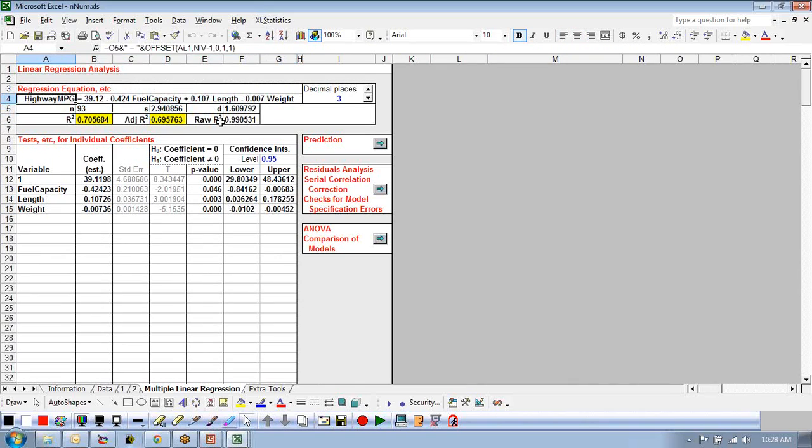There's our regression equation, which, if you look at it, you'll recognize as the one that is also on slide 92. So we ended up with a model that looks like y is equal to 39.12 plus 0.424 X1.